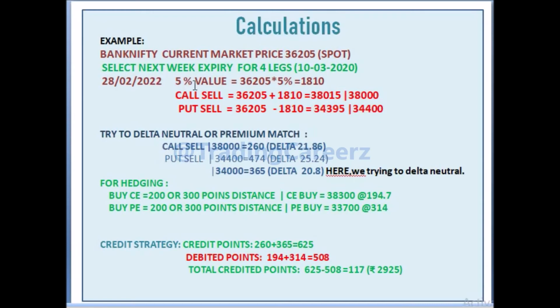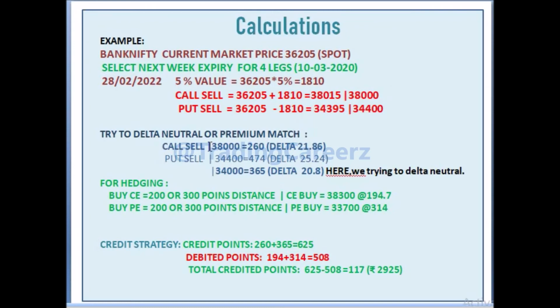Now how to calculate the process. We multiply 5% with the spot price, that is 1810. Now call sell at spot price plus 5% value, you will get the upper value, means call sell. Now on the put side, you subtract the 5% value from the spot price, you get the lower put value. Now 38,000 is the call selling and 34,400 is the put selling.